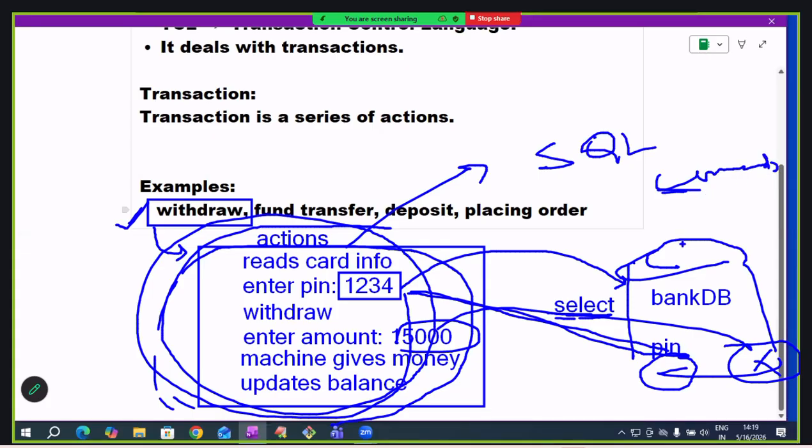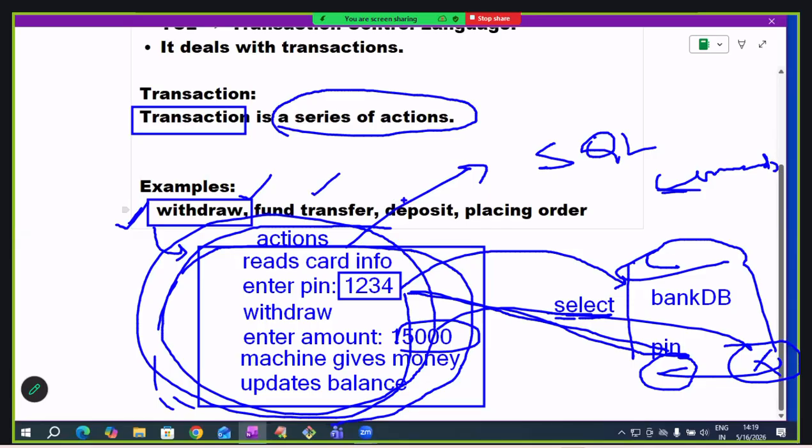So we should know this one, sir. If anyone is asking what is transaction, simply say it is a series of actions. What are the examples of transaction? Withdraw, fund transfer, deposit, placing order, etc. Creating Gmail account, transaction. Okay, closing Facebook account, transaction, like this. Opening savings account in the bank, transaction. Modifying your net banking password, transaction.